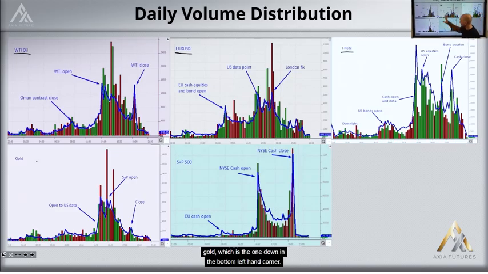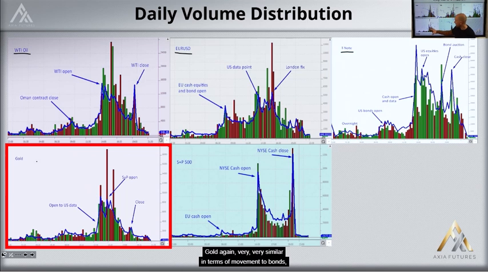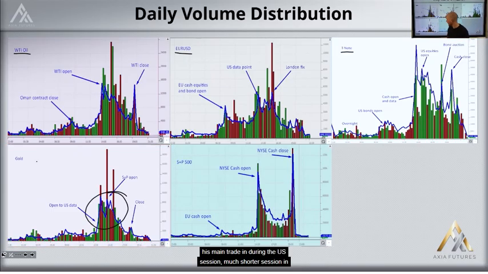We'll cover next gold, which is the one down in the bottom left-hand corner. Gold, again, is very, very similar in terms of movement to bonds, and slightly less so currencies. Gold really does put its main trade in during the US session. It's a much shorter session in general, and a much more limited close. You don't see a huge amount of action on that gold close compared to many others, which often see the highest volume of the day going into the close.